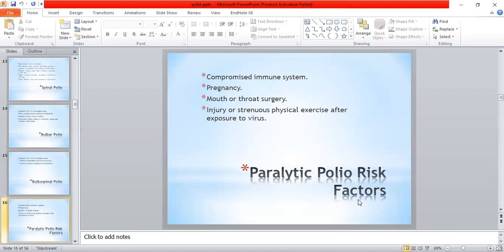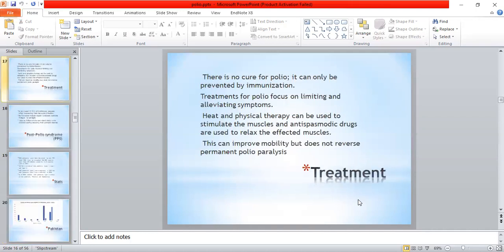Paralytic polio risk factors. Risk factors for paralytic polio are a compromised immune system, pregnancy, mouth or throat surgery, and injury or strenuous physical exercise after exposure to the virus.